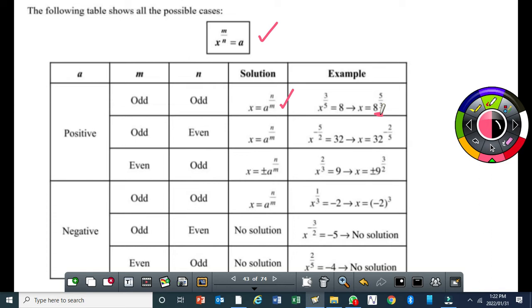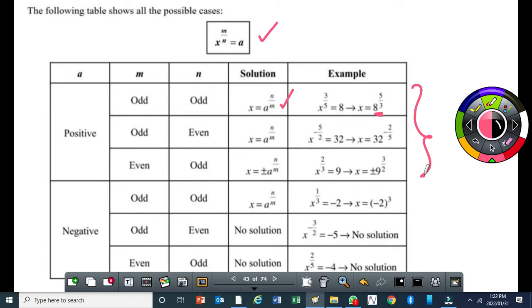Then you can also have a case where a is positive, m is odd, and n is even. When you solve this, you get x to the power of m over n. The only difference is that n is now even. It's not odd as in the first scenario. Then you have another case where m is even, and so on. The good thing is you can get solutions for these three cases.